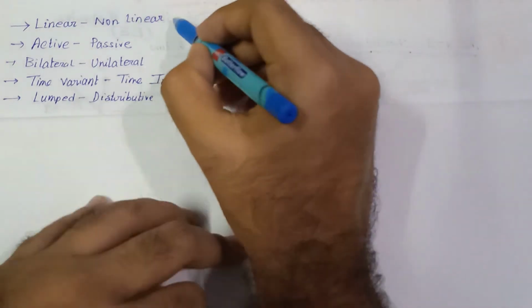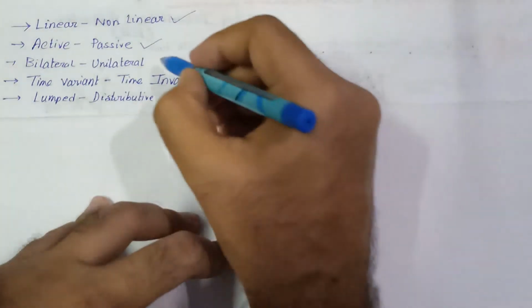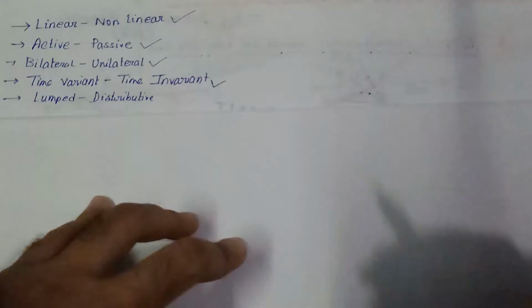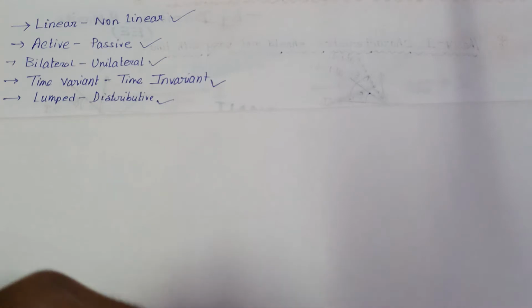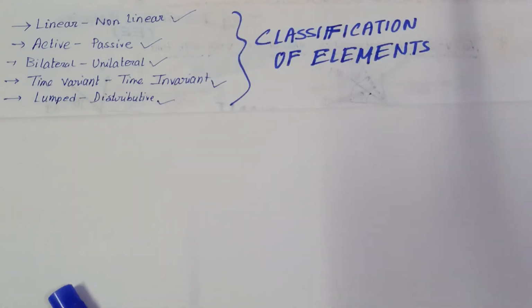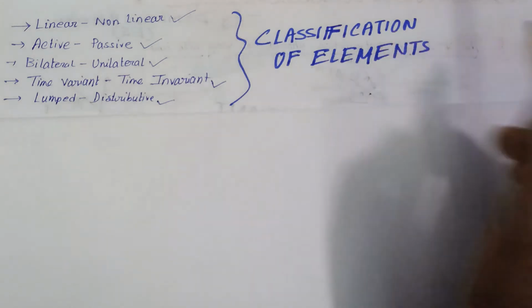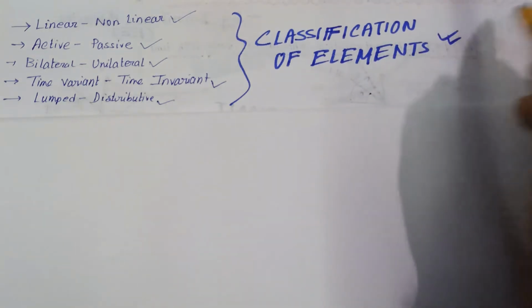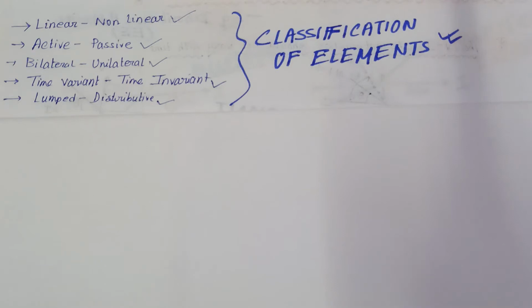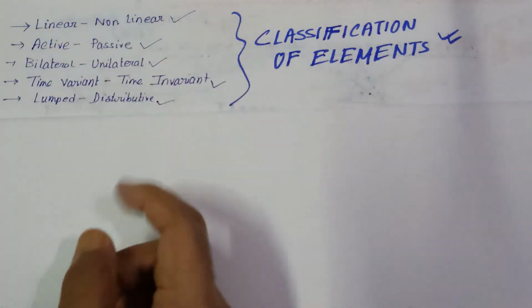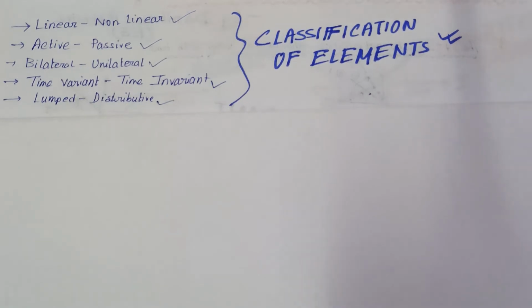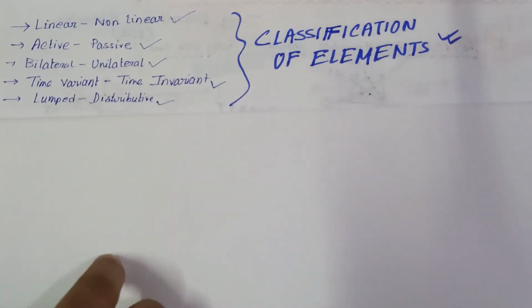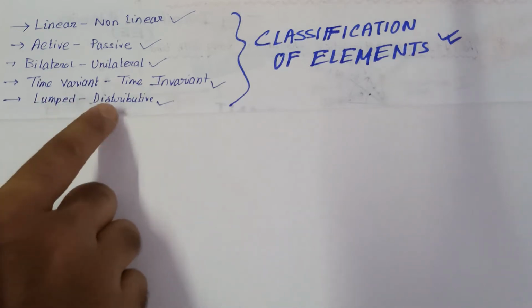So we have completed linear, non-linear, active, passive, bilateral, unilateral, time variant, time invariant, and the last one, lumped and distributive elements. Clear? So the first step towards the circuit analysis, which is classification of element, you have completed. Okay, so you have completed the classification of elements, and now we'll see some miscellaneous examples so that you can determine whether the element is linear, non-linear, active, passive, bilateral, unilateral, time variant, time invariant or not. Okay, and again I am saying you cannot determine from the VI characteristics of an element whether it is lumped or distributive.